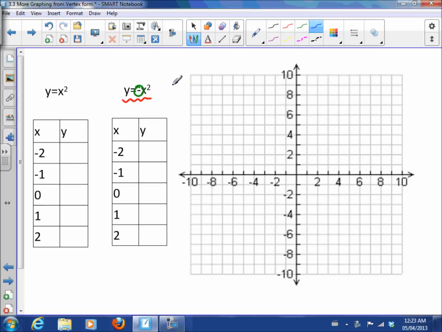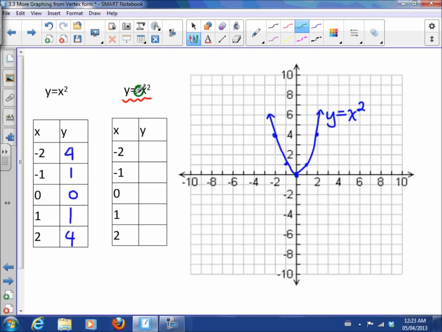Well, let's complete a table of values first. So we know that negative 2 squared is 4, negative 1 squared is 1, 0, 1, 4. And we know that our original parabola starts at the center, so vertex 0, 0, and over 1 up 1, over 2 up 4. That's the step pattern, right? So same thing on the other side. Okay, so there's our original y equals x squared.